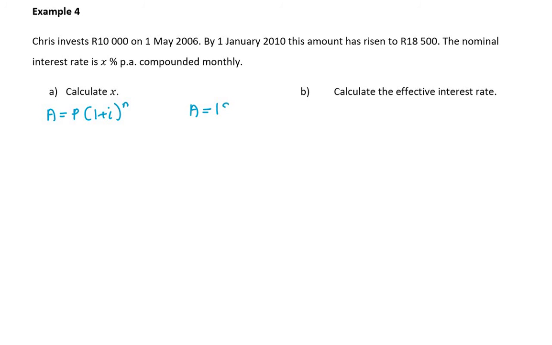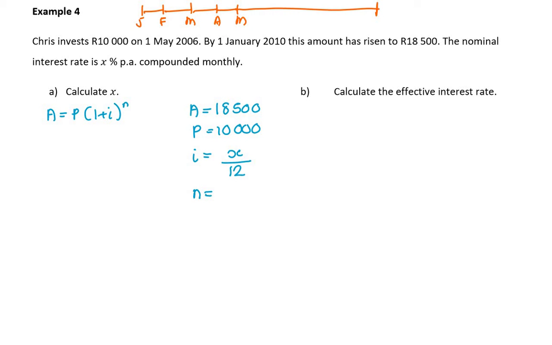So my final amount, my accrued amount, is 18,500. I started with 10,000 Rand. I don't know what my interest rate is, but it's compounded monthly, so I must divide by 12. And now I've got to figure out how many months it is. And this is where drawing yourself a picture helps a lot. So you have the 1st of January, then you have the 1st of February, then you have the 1st of March, April, May. So all the way up to December.